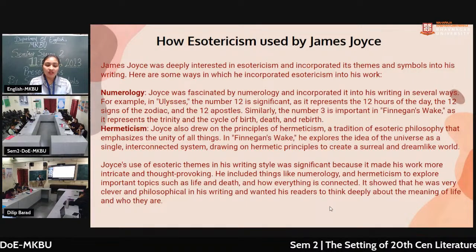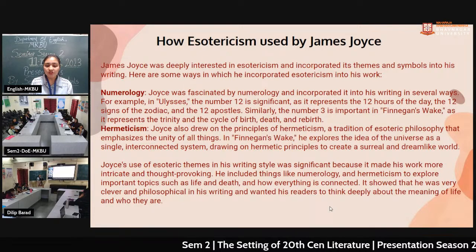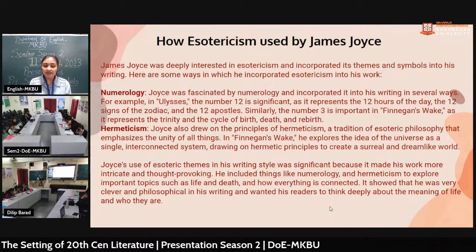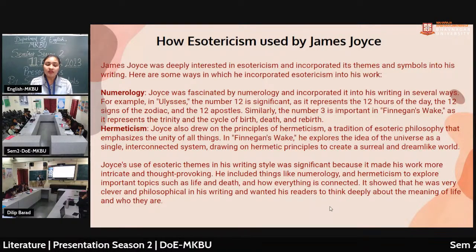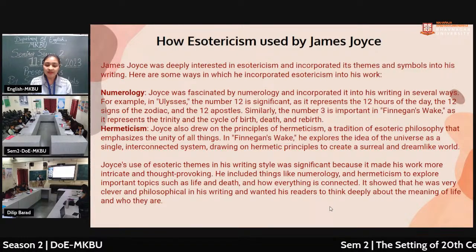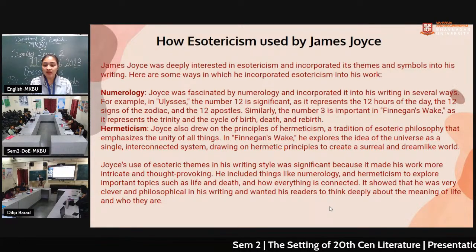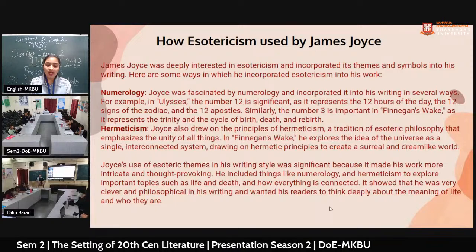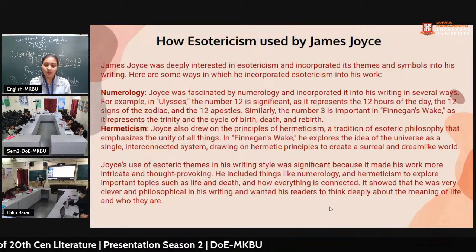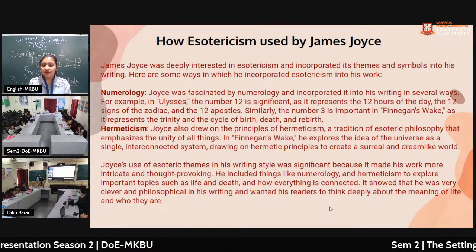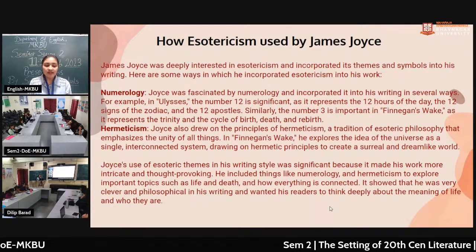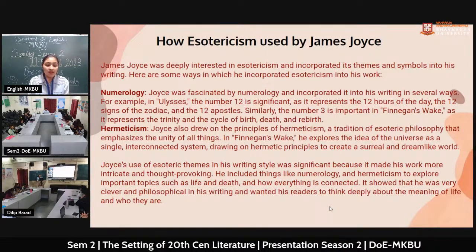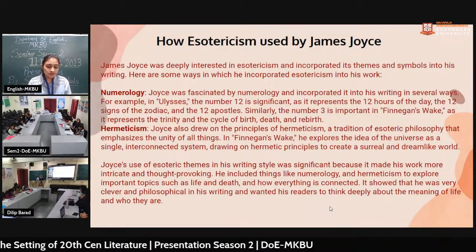First is numerology. Joyce was fascinated by numerology and incorporated it into his writing in several ways. For example, in Ulysses, the number 12 is significant as it represents the 12 hours of the day, the 12 signs of the zodiac, and the 12 apostles. Similarly, the number 3 is important in Finnegans Wake, as it represents the Trinity and the cycle of birth, death, and rebirth.